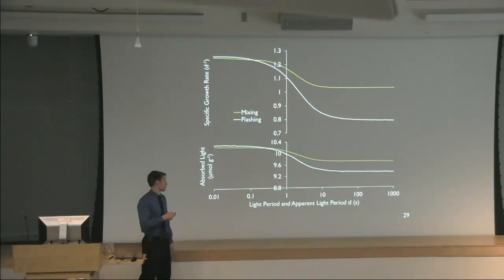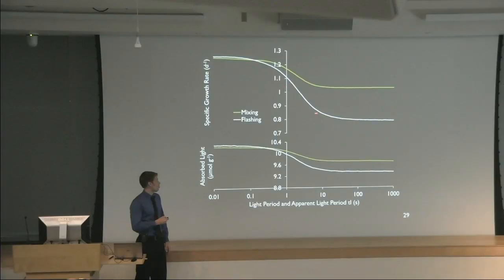So here I've plotted a range of mixing speeds, and then I compare it to the flashing light work. I normalize them to the flashing light period, and I do this by assuming that the transition from the front of the reactor to the back of the reactor and back again is equivalent to the period of light and dark for the flashing experiments.